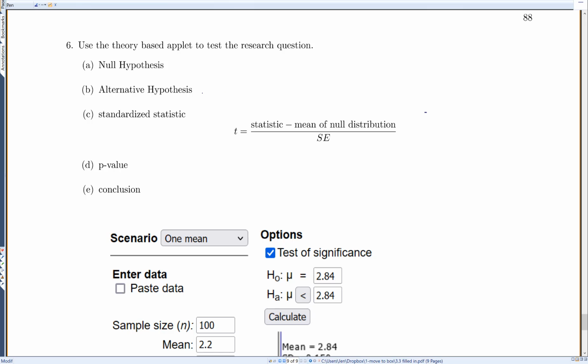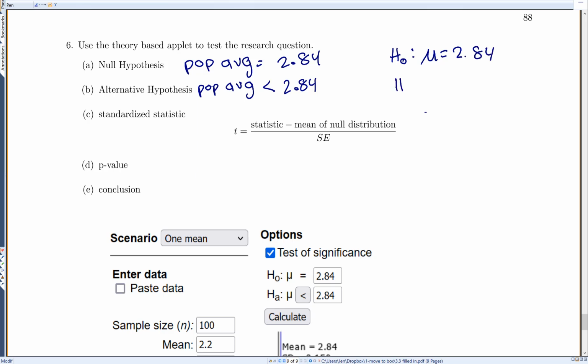So remember, our alternative, what we're hoping to show is that the population average is less than 2.84, which means my null would have to be that my population average equals 2.84. If I want to use my symbols, this would be H0, that my population mean mu equals 2.84. And the alternative then is that my population mean mu is less than 2.84.